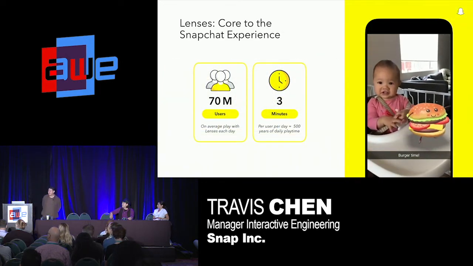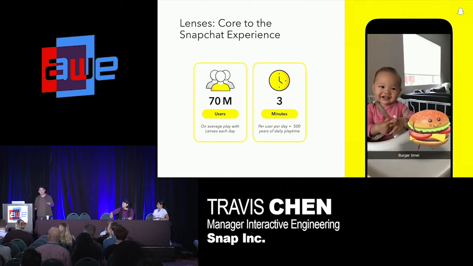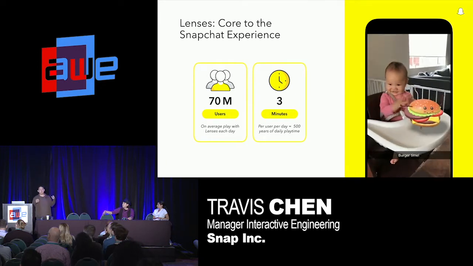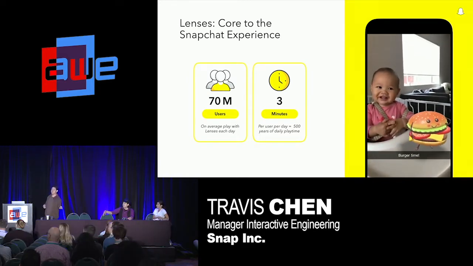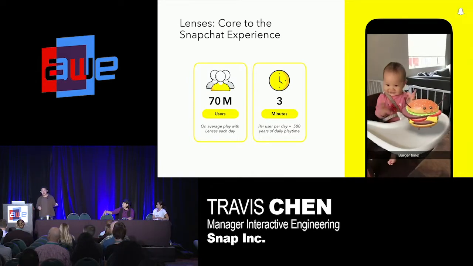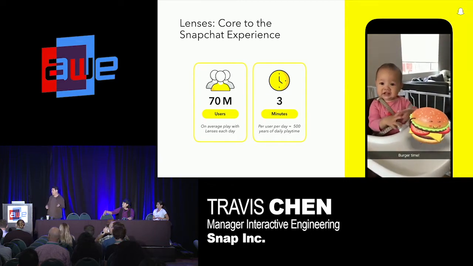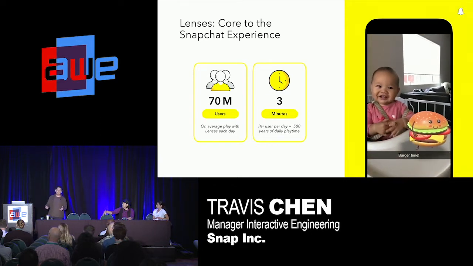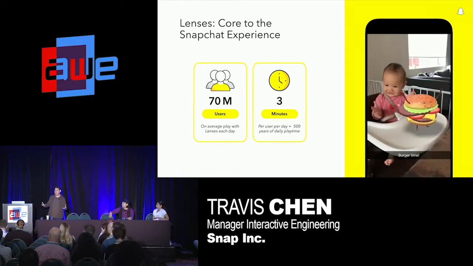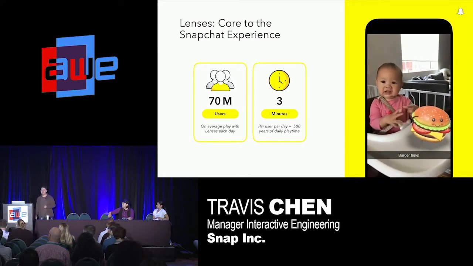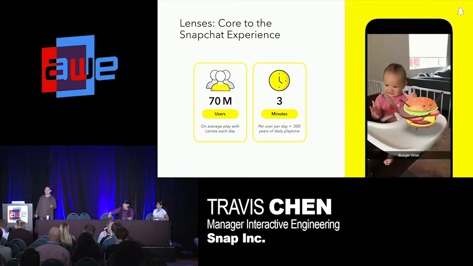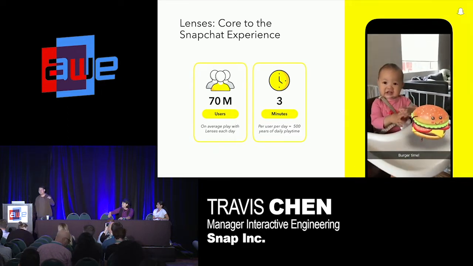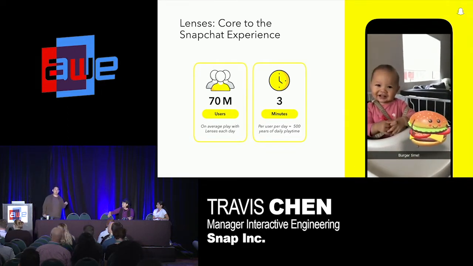So first, because Snapchat has always opened up to the camera, we really invite people to be creative and explore their world. 97% of all snaps sent on Snapchat are created using our camera. And this positively impacts the engagement we see with augmented reality on Snapchat. So we see on average 70 million users per day playing with lenses. These users are averaging 3 minutes of playtime per day.